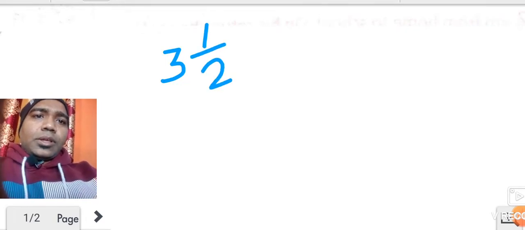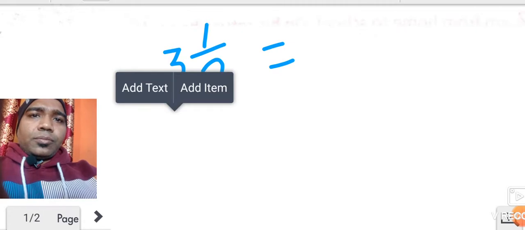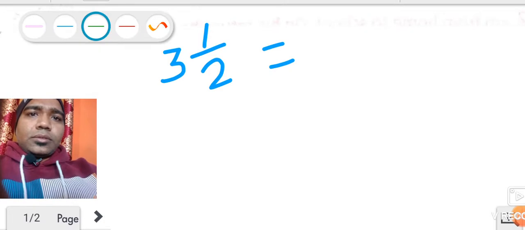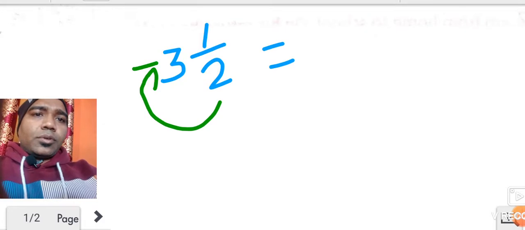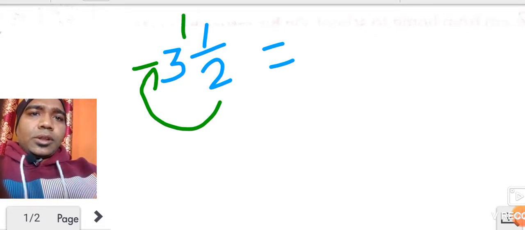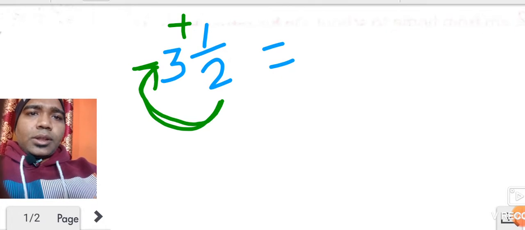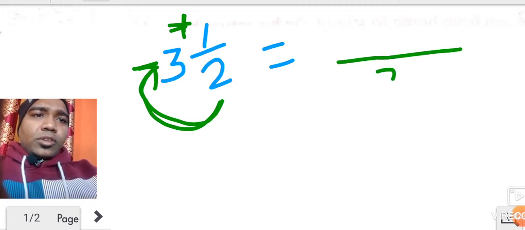Once again I am going to tell you, suppose you have to add 3 whole 1 by 2. You have to change it into what? Into an improper fraction. Then what will you do? You have to multiply this 2 with 3, and the numerator part you'll add. Once again I'm telling you: you have to multiply the denominator with the whole number, and add the numerator part, and the denominator will remain as it is. What is the denominator? 2.